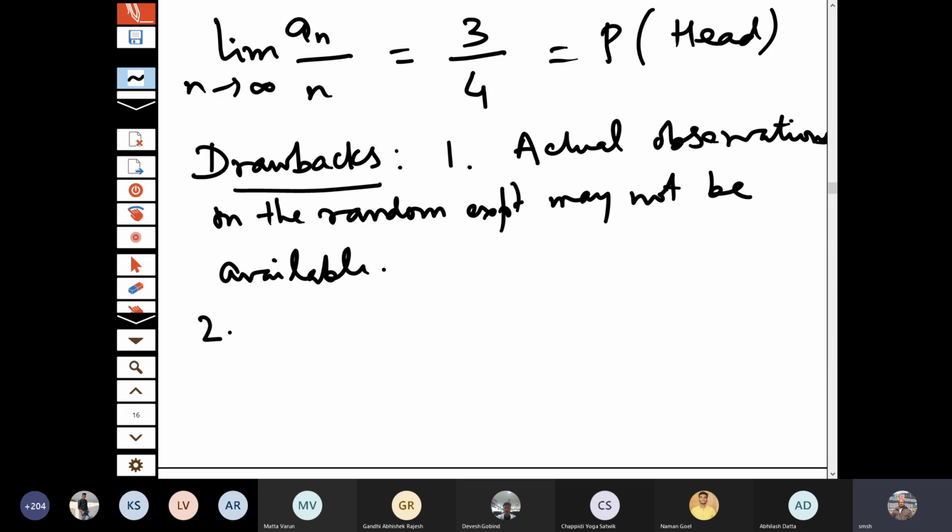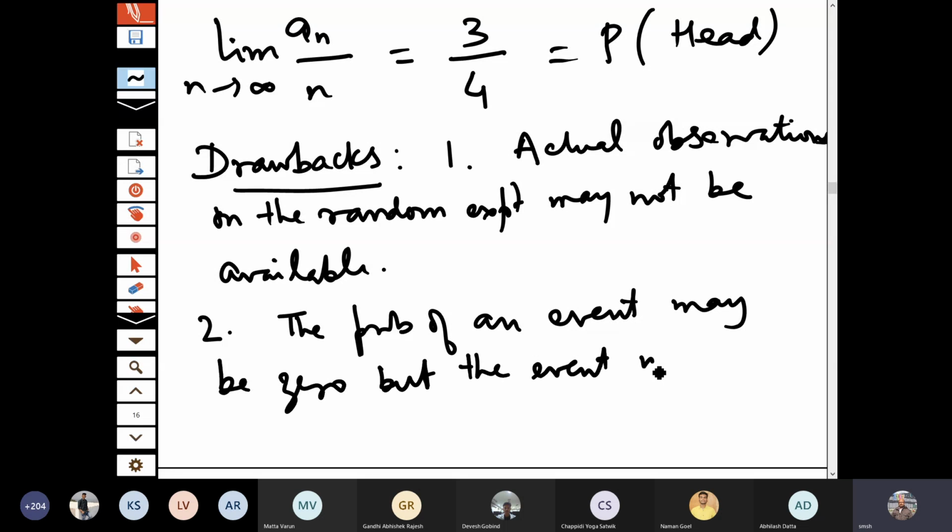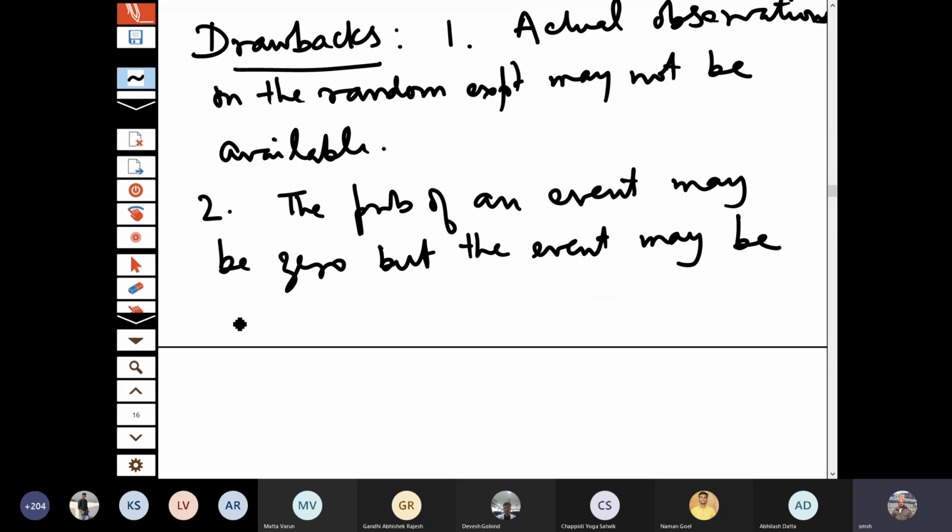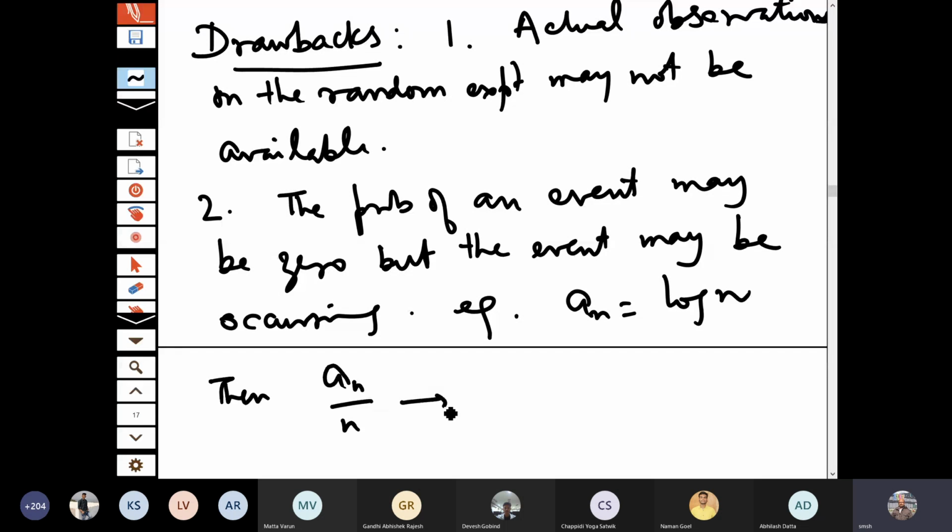For example, rare events like a tsunami or any other kind of natural disaster, or even this disease which has occurred. They say that such a disease occurs once in 100 years and so on. So it is rare, but it actually occurs. So if we are assigning probability 0, it is not fair. But this definition will allocate probability 0 to it. So the probability of an event may be 0, but the event may be occurring. For example, a_n is equal to, say, log n. Then a_n by n goes to 0.